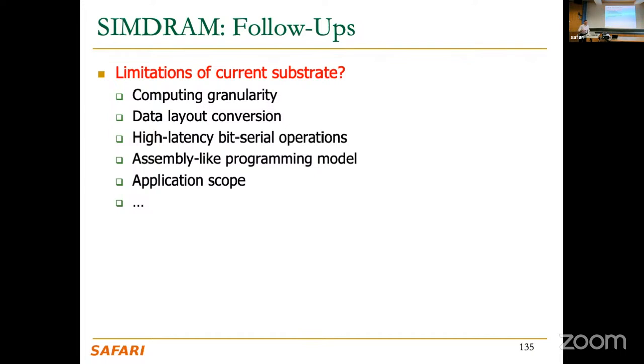Bit-serial operations are quite high latency because if you have an adder and it's bit-parallel, you just do some sequence of operations. But if you're doing a long addition, which is like 128 bits, you have to repeat that sequence of operations 128 times. And every single operation is an access to DRAM, which is by default high latency. So in the end, the latency for this can go really high.